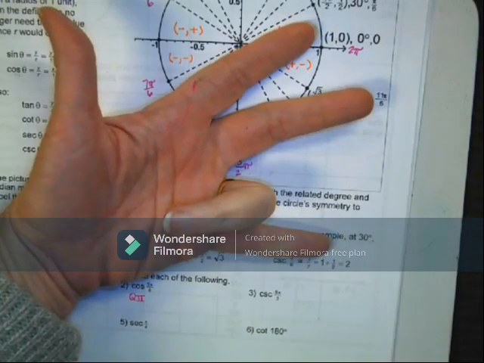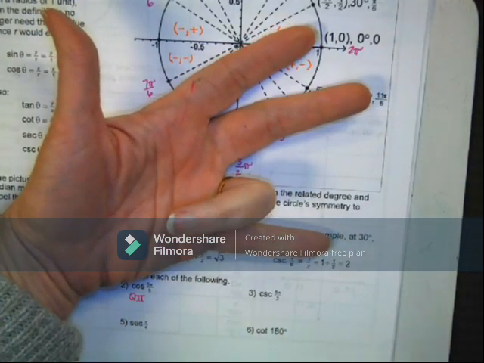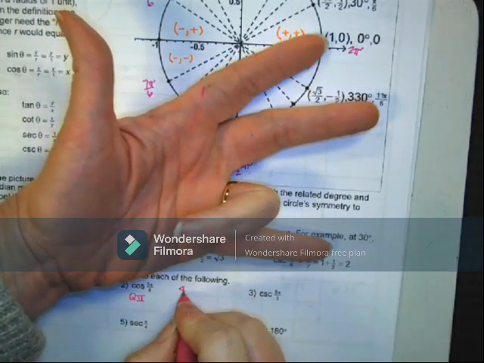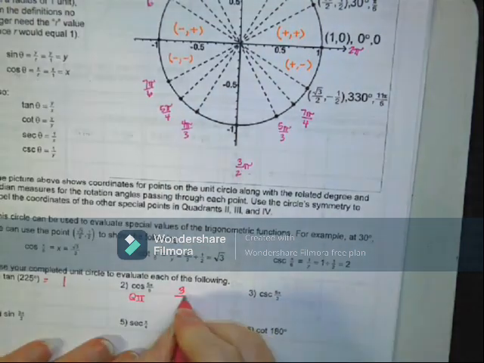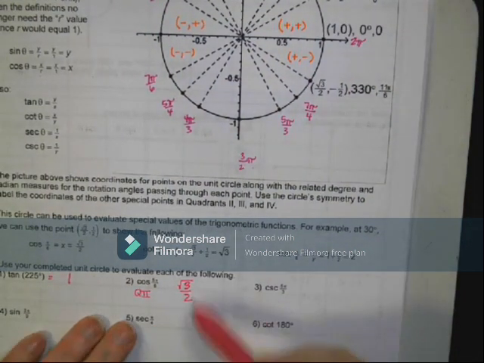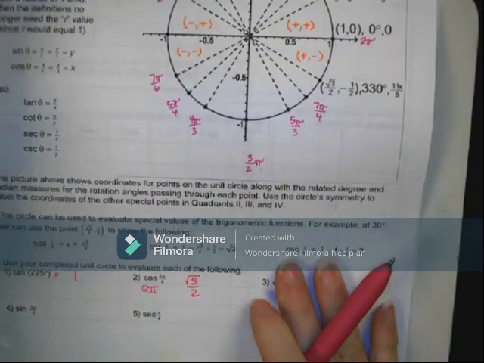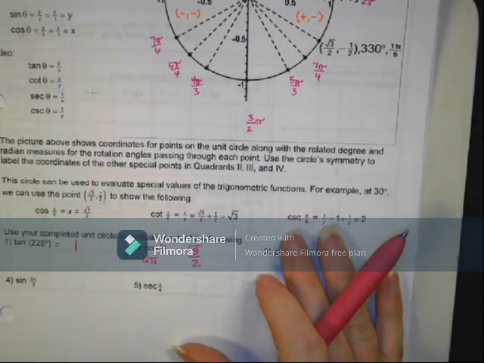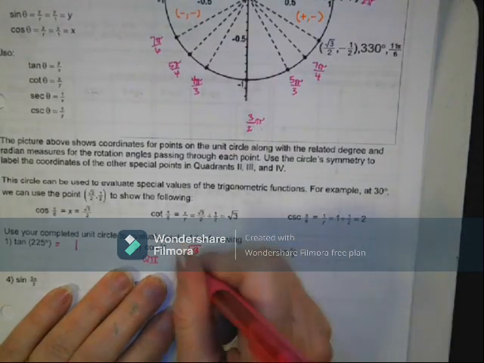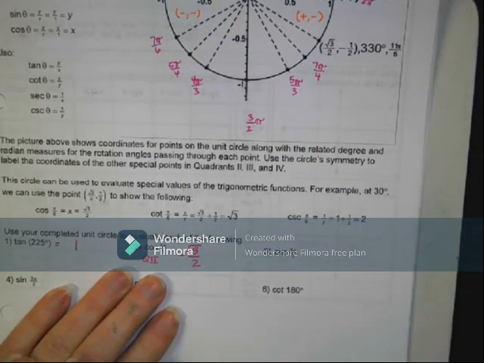Cosine is the x value of the ordered pair. So all I need are my top fingers, my x fingers. So it's a 3. All of these are divided by 2, and you take the square root of the top. So now I just have to determine whether cosine is positive or negative in quadrant 2. Negative, because the only thing positive in quadrant 2 is sine.